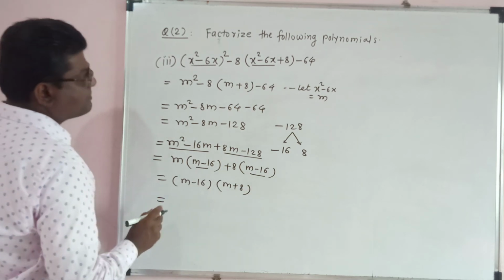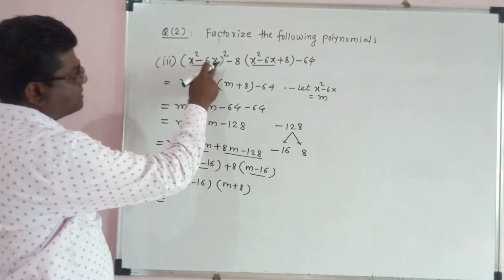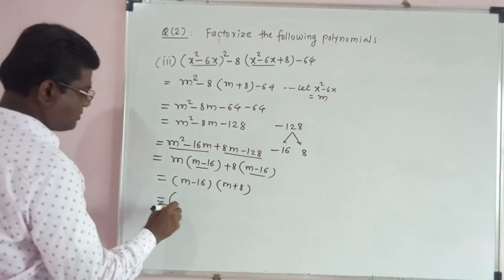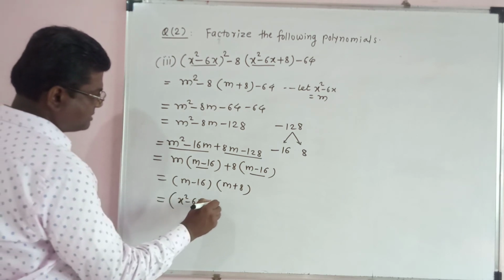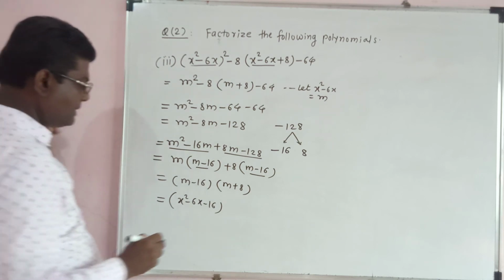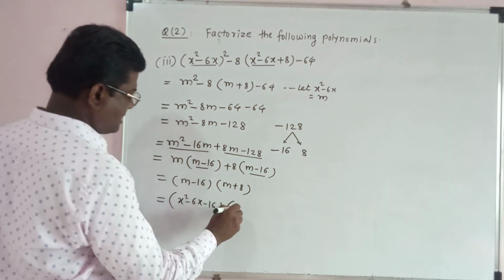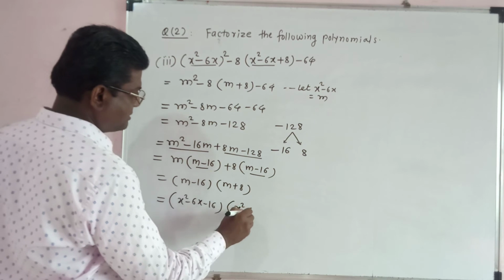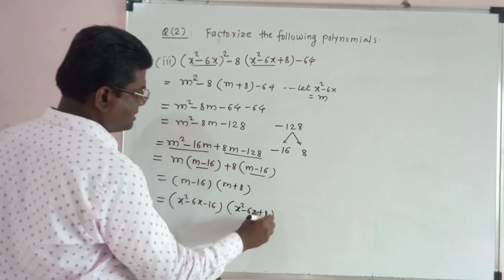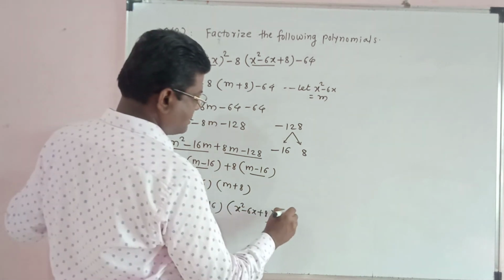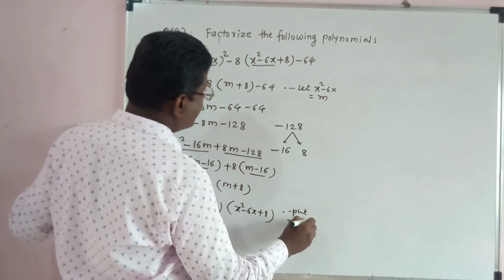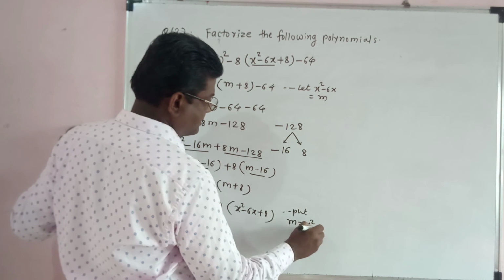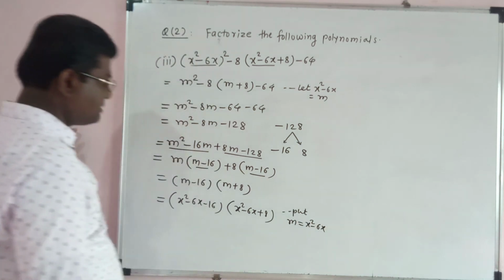Now put m is equal to x square minus 6x. Therefore we write here x square minus 6x minus 16. And here also x square minus 6x plus 8. And here we write, put m is equal to x square minus 6x.